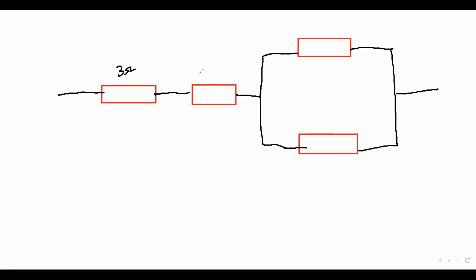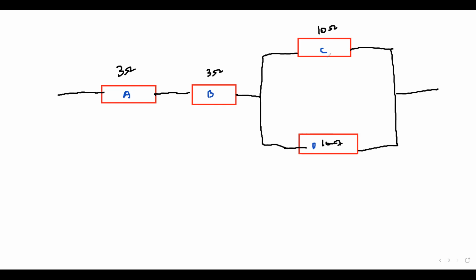Example: 3 ohms, 3 ohms, 10 ohm, and 10 ohms. We want to find the total resistance. So how to work out the total resistance? These two, A and B, are in series, and C and D are in parallel. So first we should solve this parallel combination, and then we will add in series.